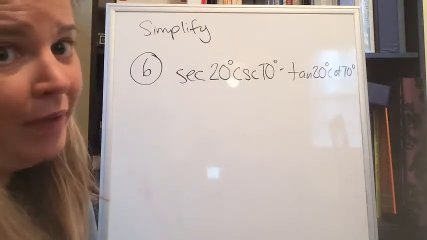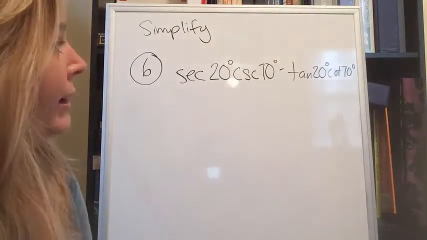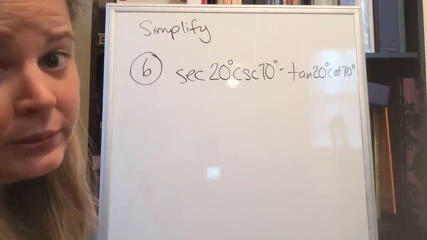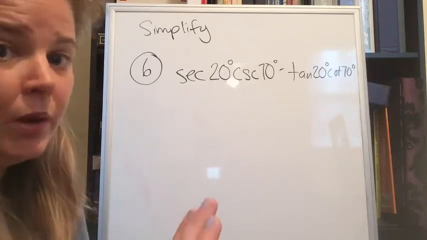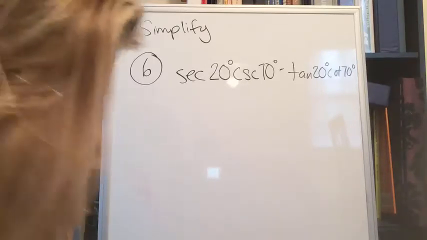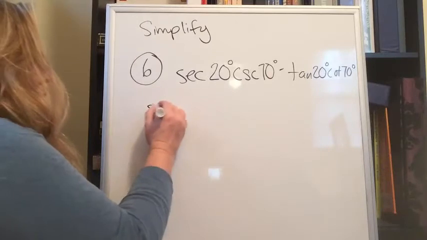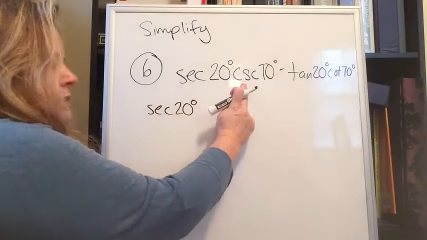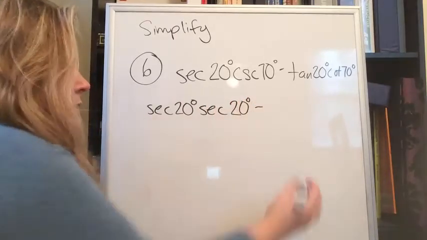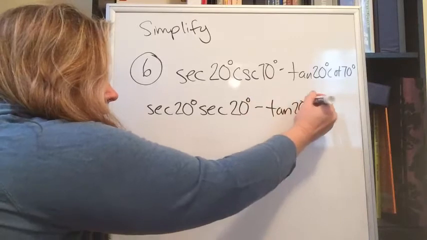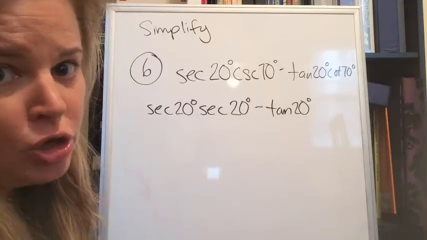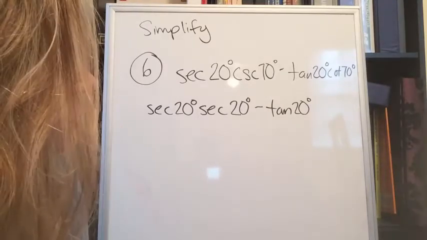Okay, here's the last one we have, probably the most difficult. All right, we've got different angles. The different angles add up to 90. 20 plus 70 is 90. So I know I can change them all to the same angle. So let's change them all to 20. Okay, so secant stays the same. Secant of 20. Cosecant is now going to change to secant because that's its cofunction of 20, minus tangent of 20. That stays the same. And cotangent of 70, I'm going to change it to its cofunction, which is tangent.